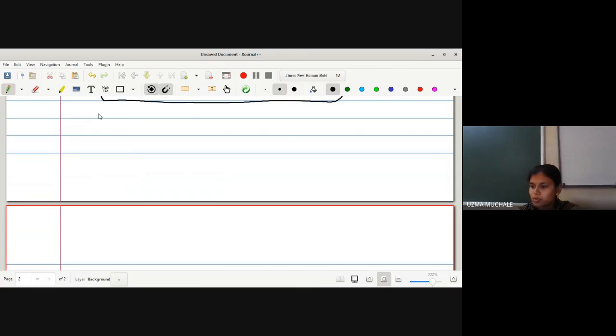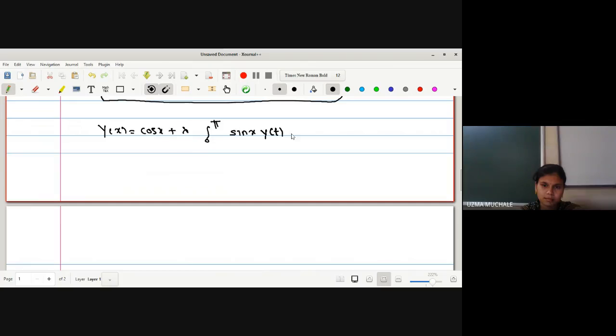y of x is equal to cos x plus lambda integration 0 to pi sin x y of t dt. Y of x is equal to cos x plus lambda integration 0 to pi sin x y of t dt. Try to solve this and tell me the answer just now.